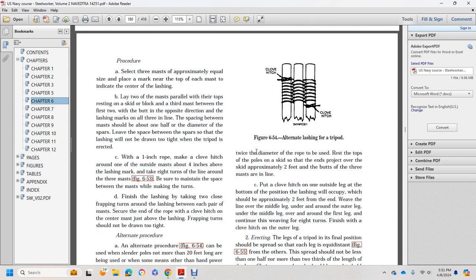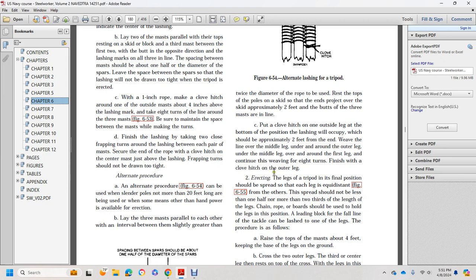Figure 650 shows the alternate lashing of the tripod. Use a clove hitch with rope twice the diameter, on the poles laid on the skids, with the ends projecting from the skids approximately 2 feet and the butts of the 3 masts on the line. Put a clove hitch on the outside of the leg at the bottom of the lashing position. Continue weaving the line over the middle leg, under the outer leg, under the middle leg, over and around the first leg. Continue the weaving, make 8 turns, and finish with a clove hitch on the outer leg.